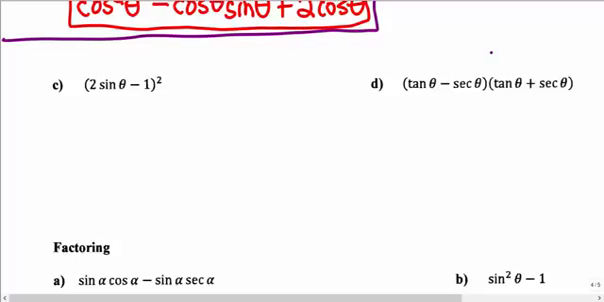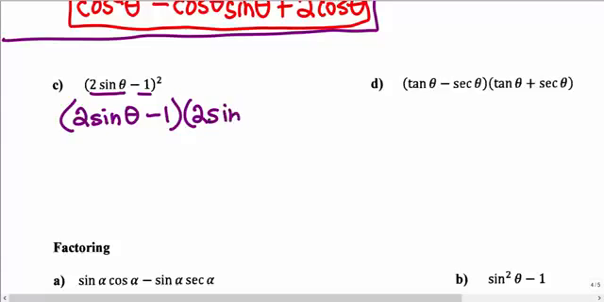If we have 2 sine theta minus 1 squared, so everything here in the parentheses squared, they have two terms inside of the parentheses squared. We will write this out twice. When we square something, that means to multiply it times itself. So we will write this out twice and then FOIL.